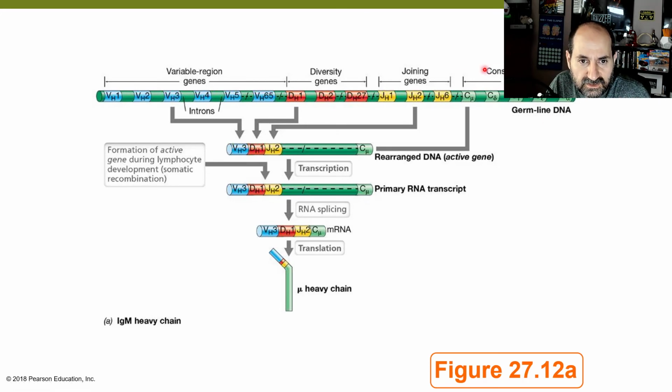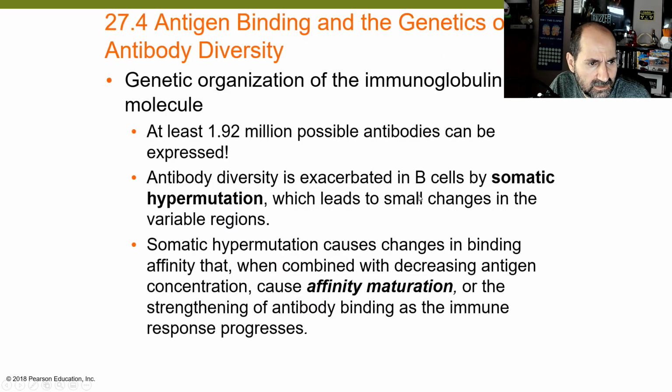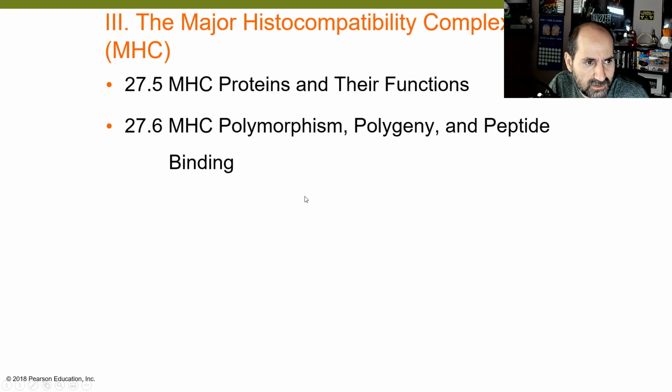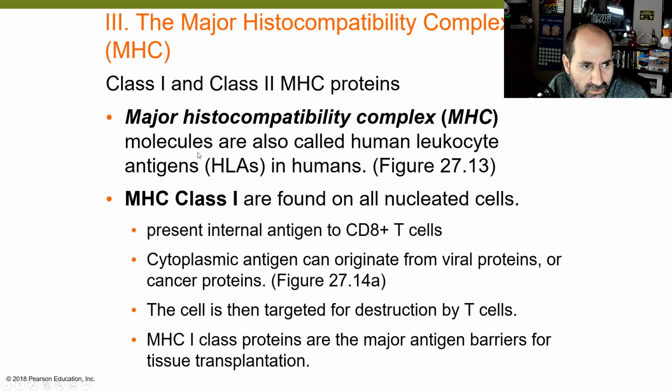And you should know that it's the constant region that dictates the identity of the antibody. So is it IgM? Is it IgG? Is it IgA? Okay. Again, we talked about somatic hypermutation. You should know about major histocompatibility complex. You should know that in humans it's called HLA.